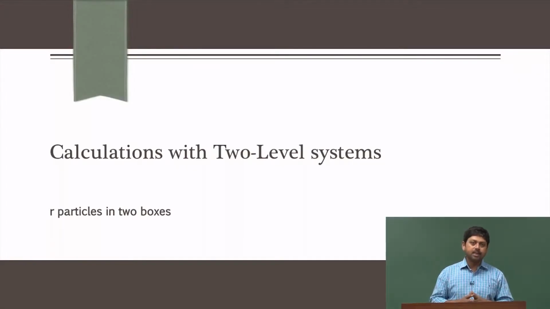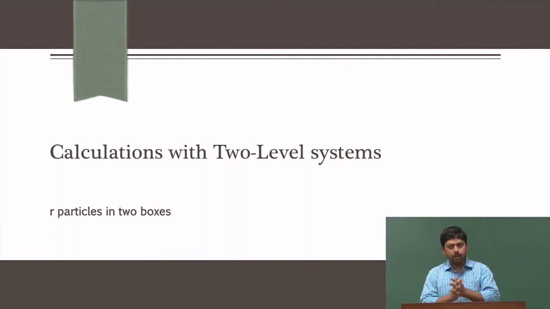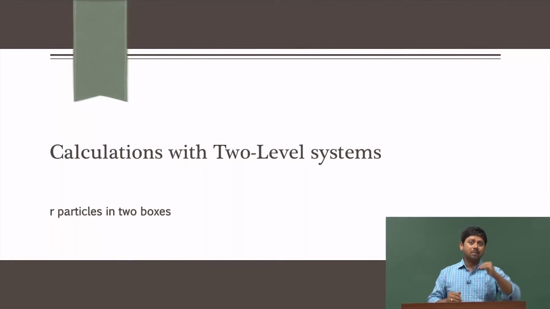A 2 level system you can imagine as putting r particles or balls in just 2 boxes, 2 levels. 2 level means either one level or another level, either level 1 or level 2, which means either box 1 or box 2, you can think of that way also. So, typically when you talk about levels, people think about energy levels that keep on increasing.